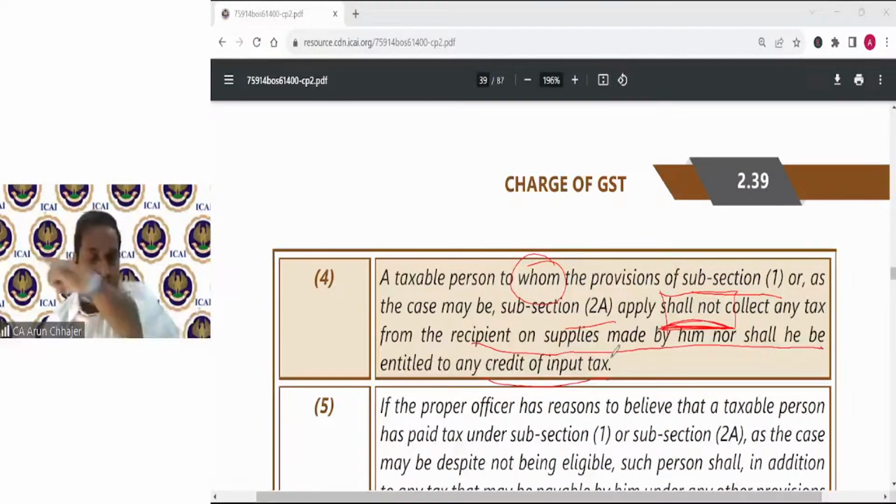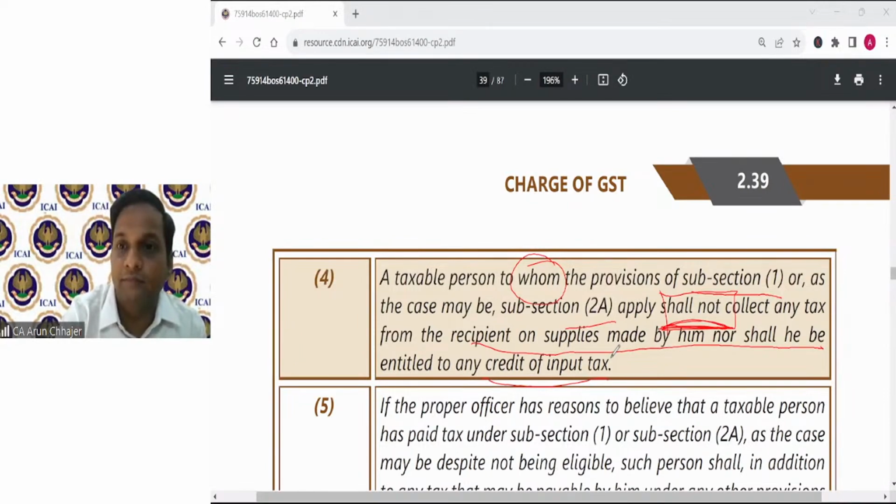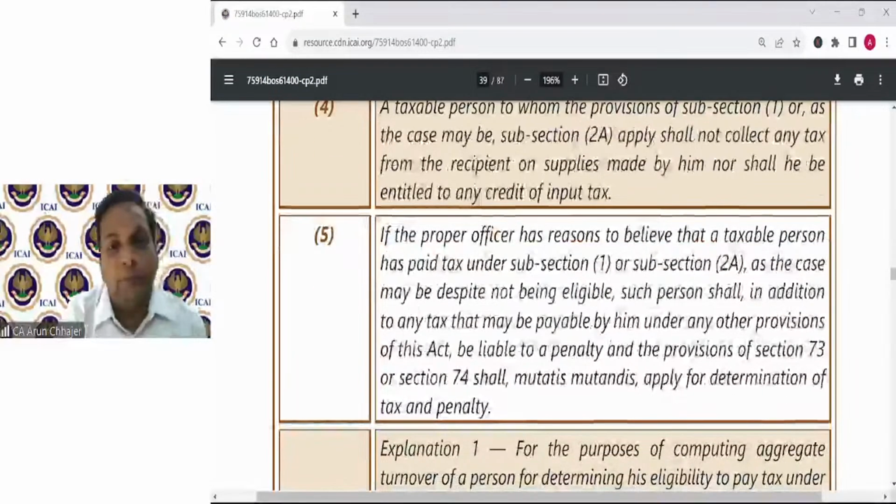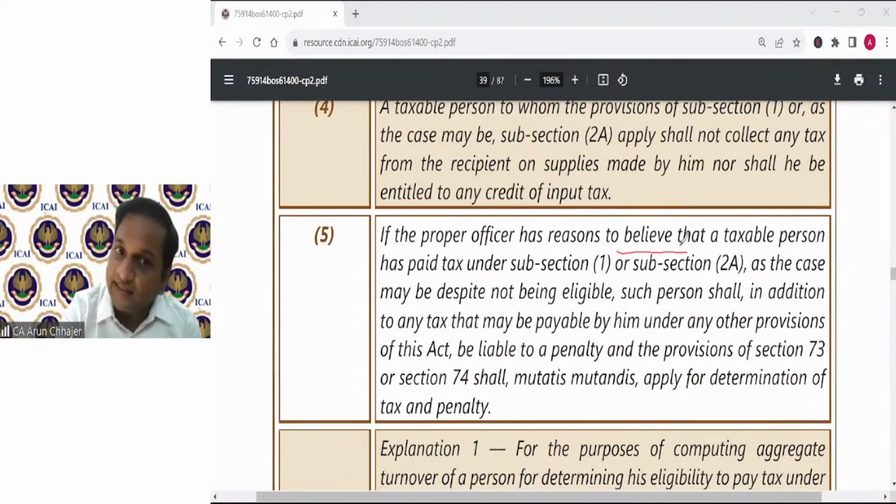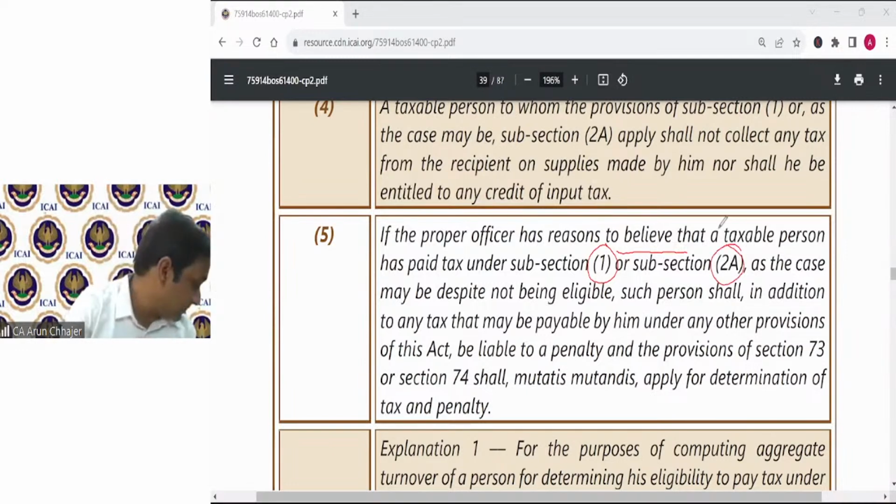So both restriction, collection of the tax is also not permissible and ITC is also not permissible. If the proper officer has reason to believe that a taxable person has paid the taxes under 10 subsection 1 or 10 subsection 2A, as the case may be.